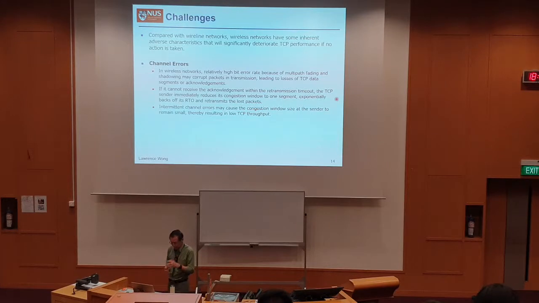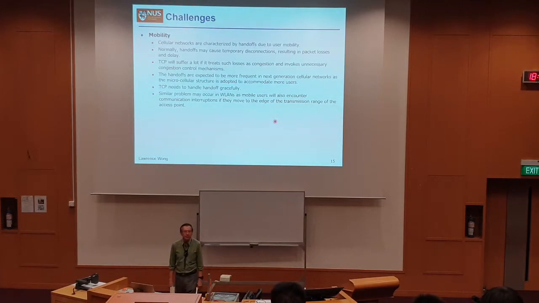The channel errors may also cause the congestion window size at the sender to remain small as a result. So you don't have the advantage of sending a whole bunch of packets and then expecting an acknowledgement back. Basically, the sliding window protocol breaks down.